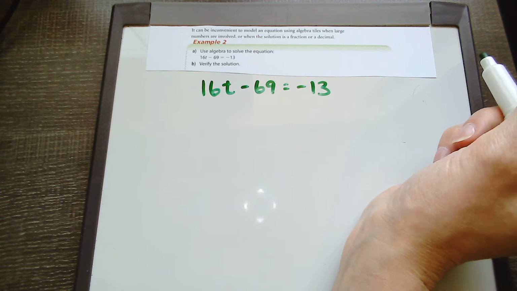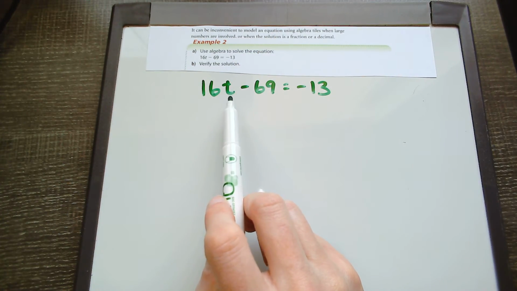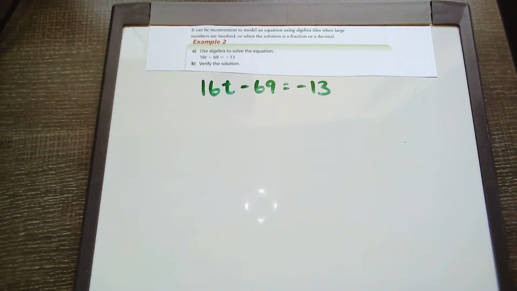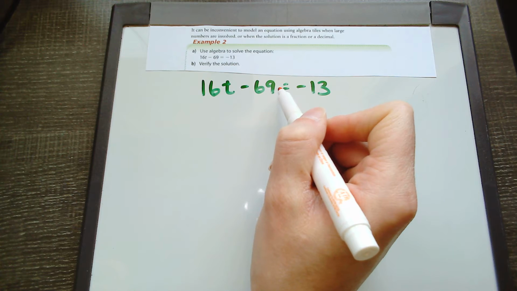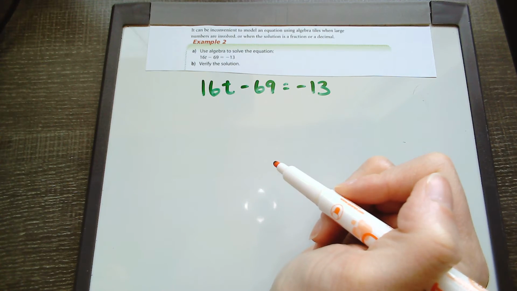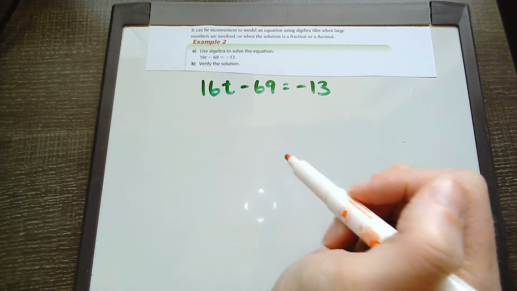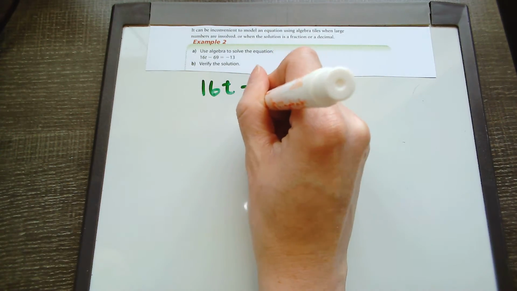Now remember, our goal is we want to get this t all by itself so that we have t equals. That is the ultimate goal. So the first thing that we need to do to get that by itself is to get rid of this negative 69. And so I always think about it as right now I'm subtracting 69. So what do I have to do that would be the opposite to undo subtracting 69? And that would be to add it.